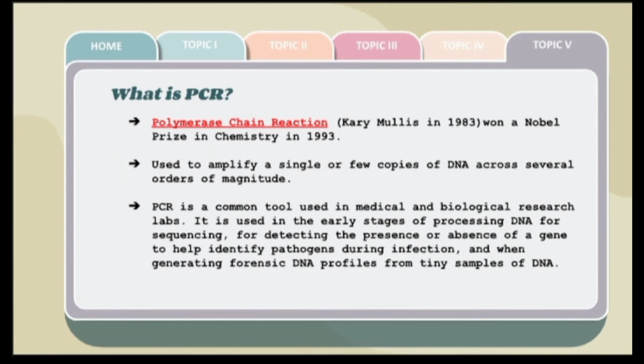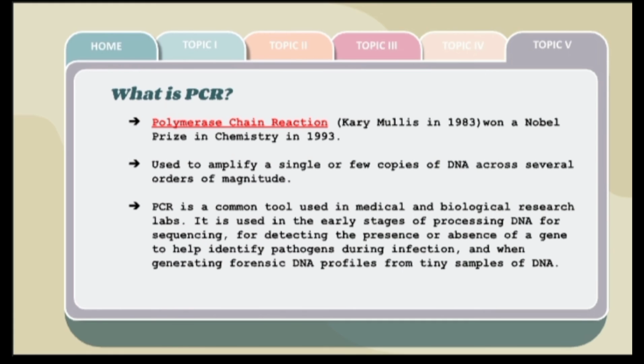What is PCR? PCR is a technique used in the lab to make millions of copies of a particular section of DNA. It was first developed in the 1980s. The polymerase chain reaction, or PCR, was originally developed in 1983 by the American biochemist Kary Mullis. He was awarded the Nobel Prize in Chemistry in 1993 for his pioneering work.